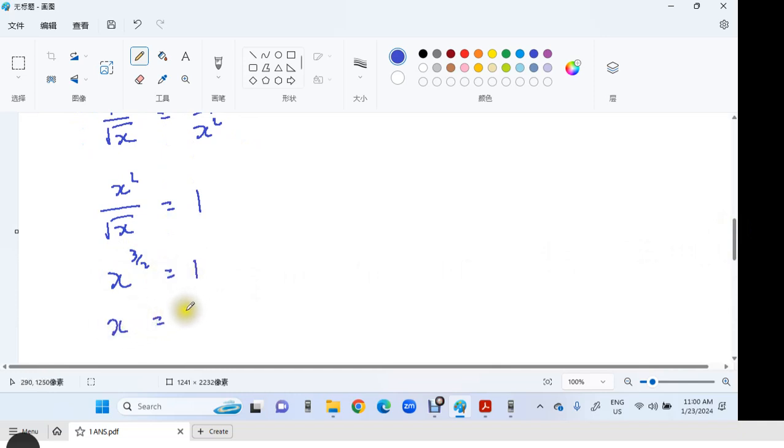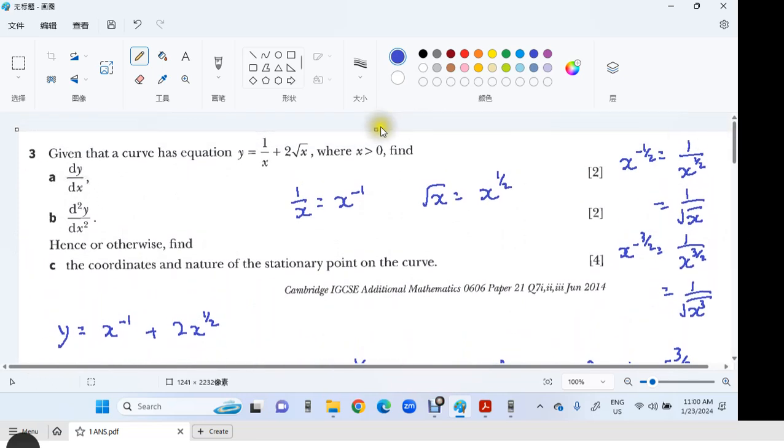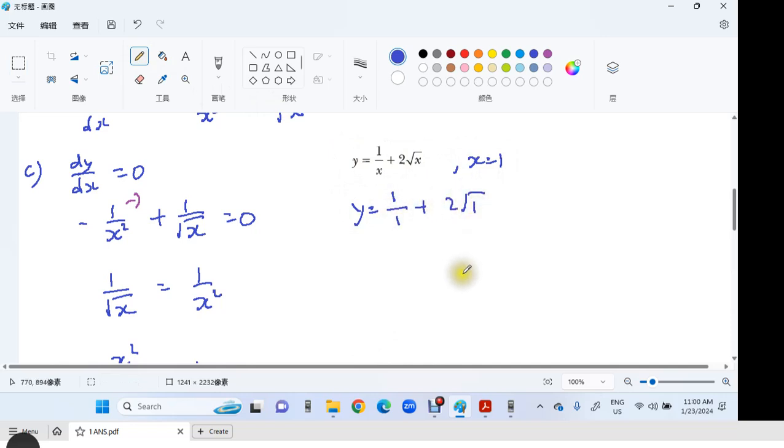x equals 1 to the power 2/3, that is 1. So I have x equal to 1. Then the y will become 1/1 + 2√1, so it will become 3. So the coordinate will be (1, 3).